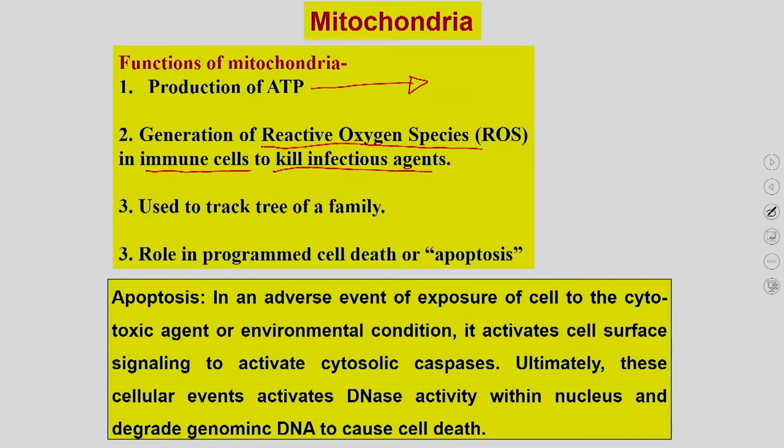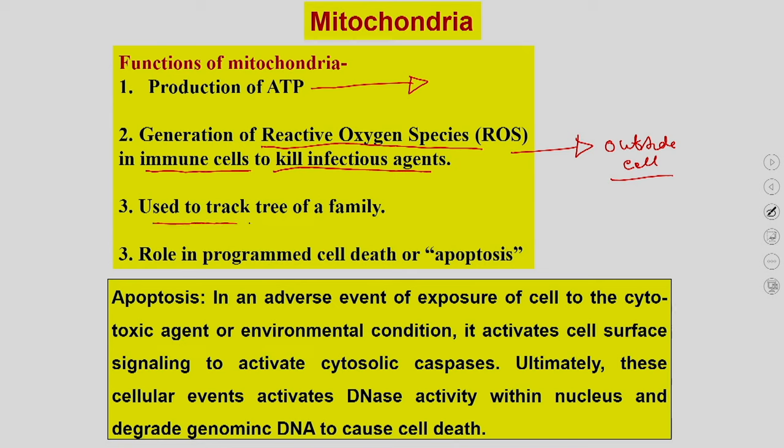So what happens is when somebody is getting an infection, it generates signal transductions, and these signal transductions within the immune cells ask the mitochondria to increase its free radical generation capacity. Because of that, these free radicals are released outside the cell, and they are very toxic, so they go on to kill all the microorganisms.